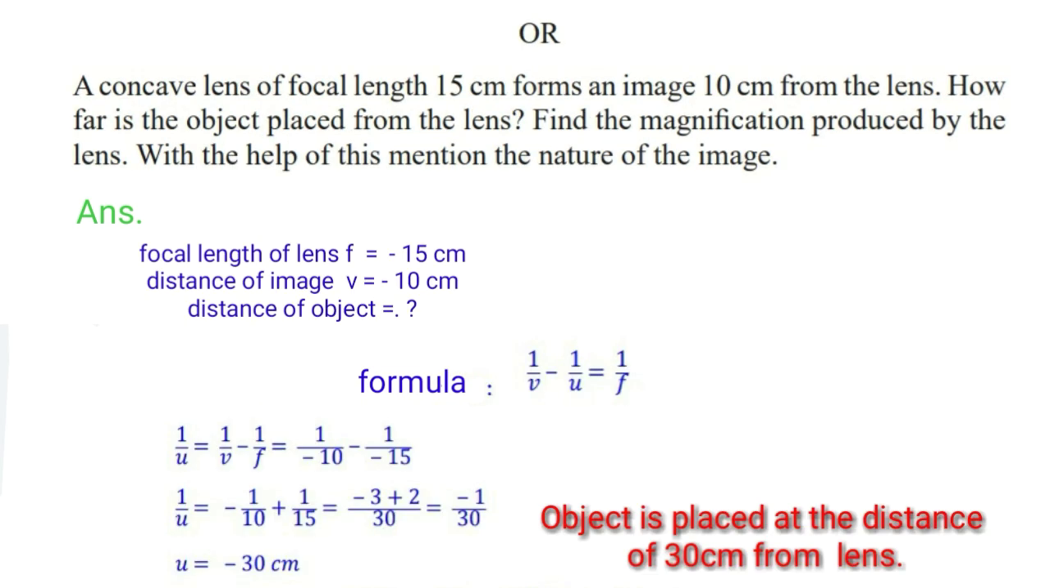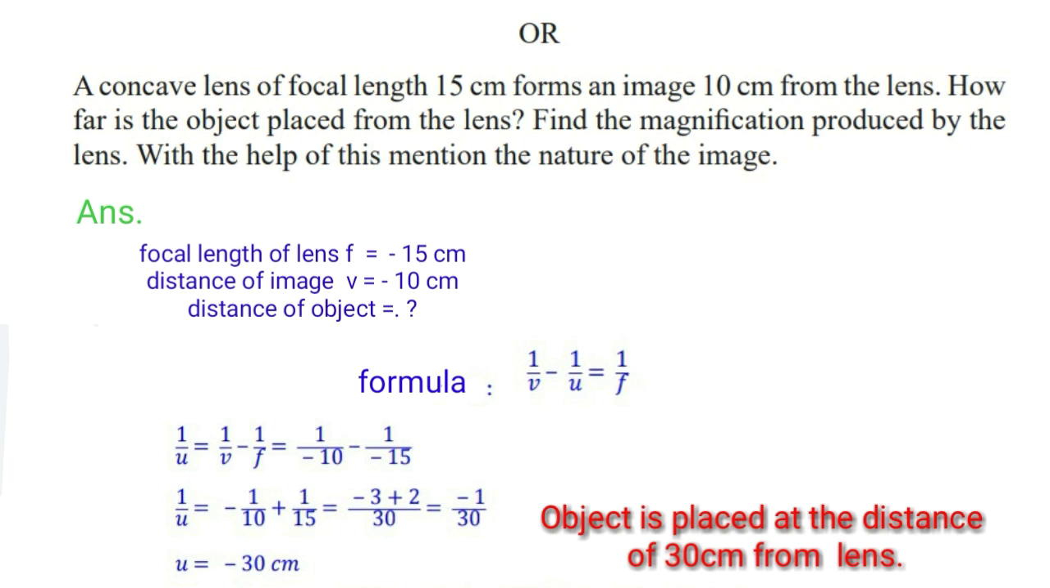A concave lens of focal length 15 cm forms an image 10 cm from the lens. How far is the object placed from the lens? Find the magnification produced by the lens. With the help of this, mention the nature of the image.